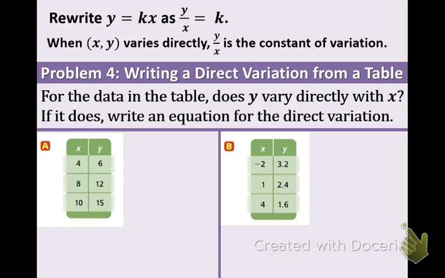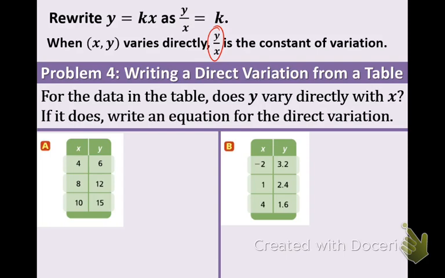Okay, moving on to the last example. We can rewrite y equals kx as y over x equals k. I talked about this in the very beginning. When x and y vary directly, y over x is the constant of variation. So basically what that's saying is it's the k value, and we said that in the beginning as well. So now, example 4, for the data in the table, does y vary directly with x? If it does, write an equation for the direct variation.